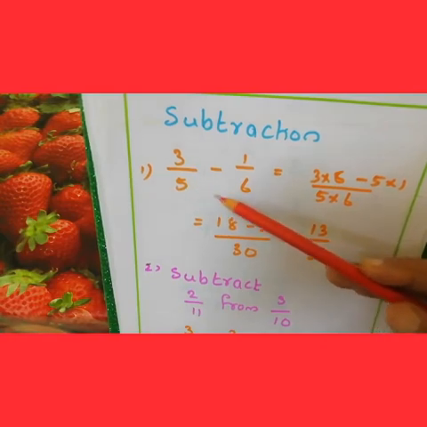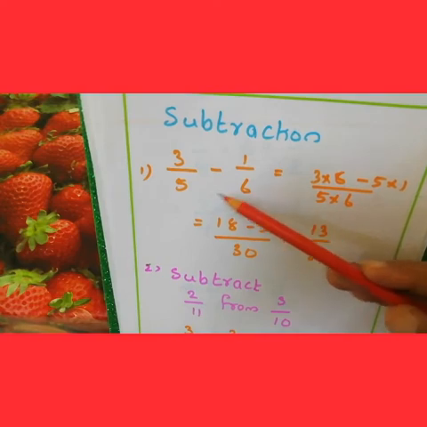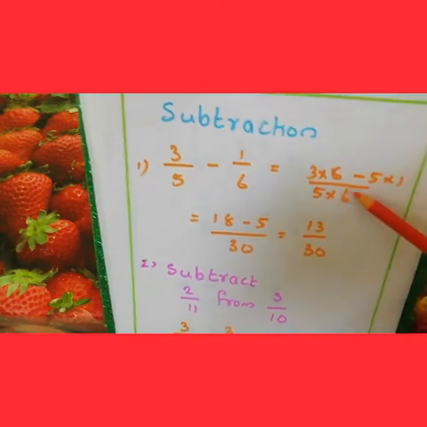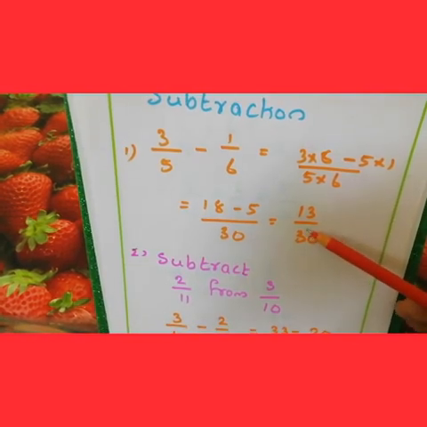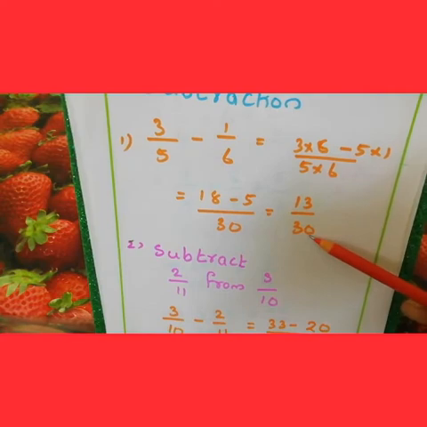Instead, here also keep the LCM. Take the LCM in order to keep the denominator the same, and instead of adding, you subtract it. So this is the step. Finally, it is 13 divided by 30.